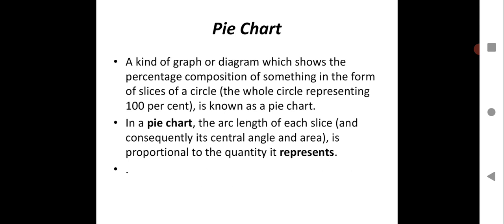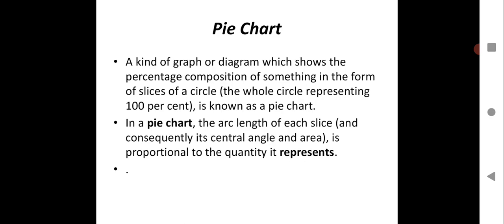A kind of graph or diagram which shows the percentage composition of something in the form of slices of the circle. The whole circle representing 100% is known as a pie chart. So in a pie chart, the arc length of each slice and consecutively its central angle and area is proportional to the quantity it represents. If you imagine a slice of a pizza, each slice has an arc length, a central angle and its area, and that is proportional to the quantity it represents.